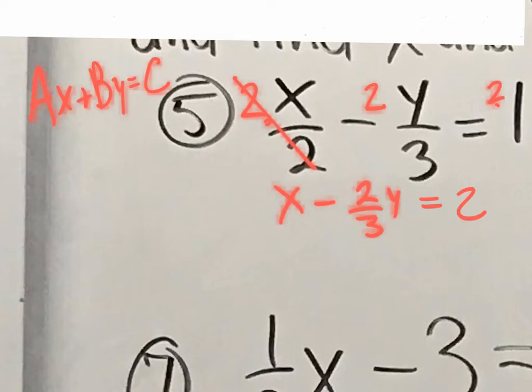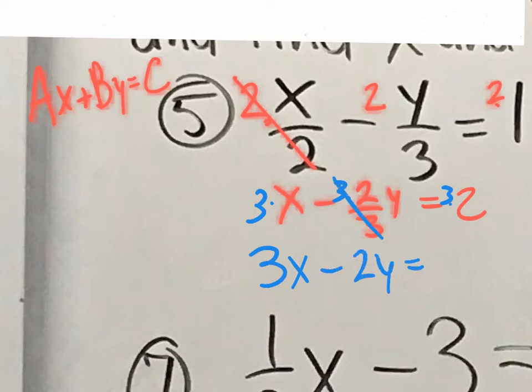Then I'd have to multiply everything by 3 to get rid of this fraction. So let me multiply everything by 3. This times 3, this times 3, this times 3. So I'm going to have the final standard form equation, 3x minus 2y equals 6. That's my standard form equation. So it was linear, and I changed it to standard form.